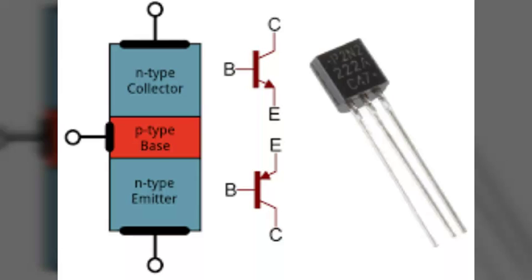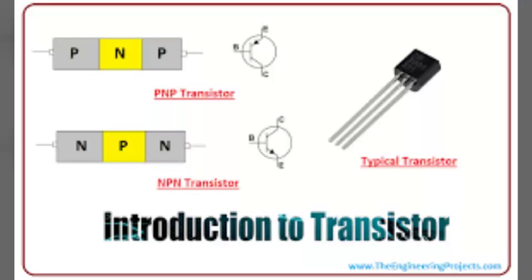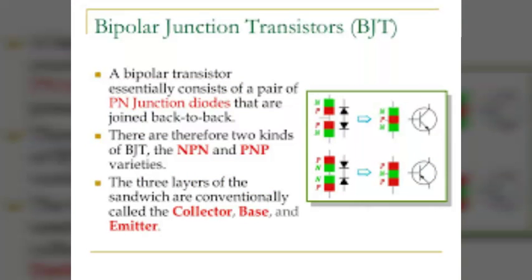An NPN transistor is composed of two N-type semiconductors separated by a thin section of P-type. However, a PNP transistor is formed by two P sections separated by a thin section of N-type. In each type of transistor, the following points may be noted.